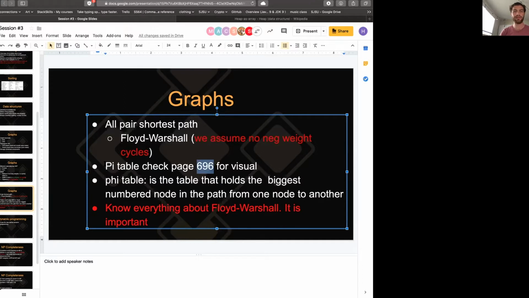To get how this works fully, on page 696 in the book, they have a run-through of how the pi table will be filled. And there's the phi table, which holds entries to the biggest node on a path. Let's say my path includes nodes from 1 to 6. If I update this path with a new path that has a node 7, I have to go to the phi table and say that my largest node on this path is a 7. That's what we need the phi table for.